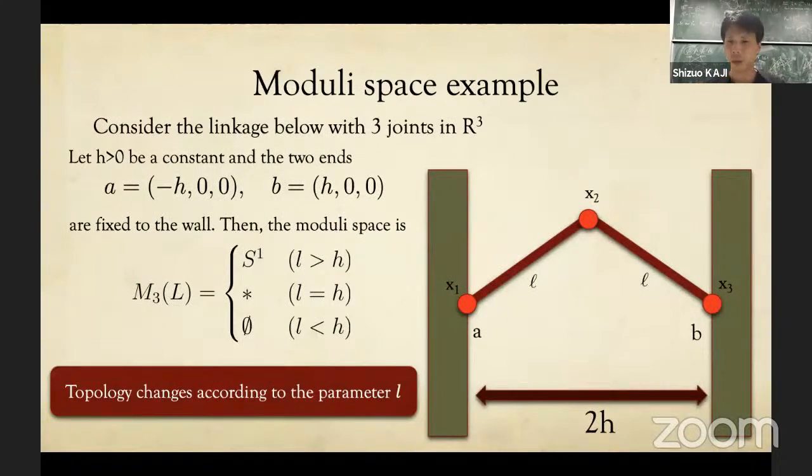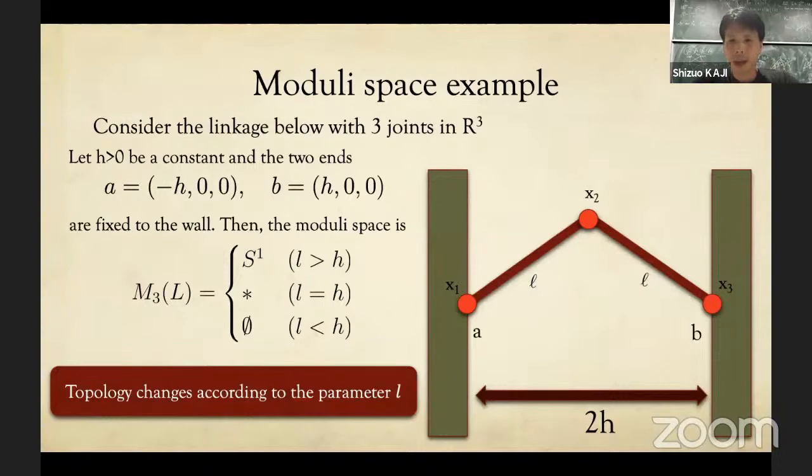Okay, so what we want to know is the topology of this configuration space, the space of all states of a given linkage. This is a very simple but illuminating example, so let me talk about this special case. You have 3 joints connected by 2 bars, and 2 joints are fixed to the wall. The distance between the 2 walls is 2h, 2 times h, and the length of the bar is L. Then what is the configuration space?